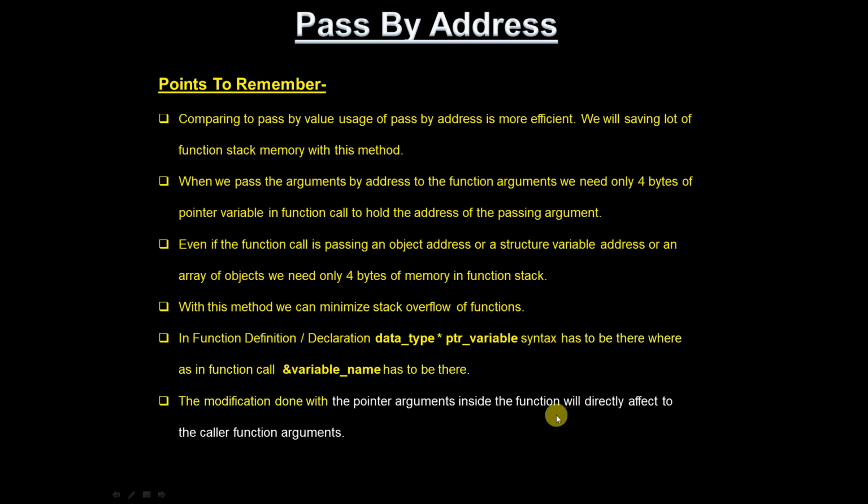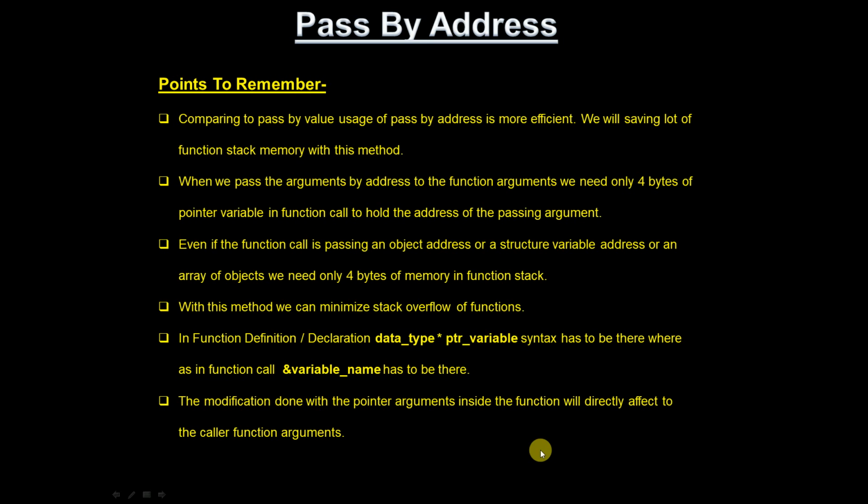So why do we get stack overflow issues? Because whenever you call a function, a stack frame will be allocated for each and every function. The more local variables you create, the more the stack will grow. At some point, you won't have enough space to allocate memory for your local variables. If you run out of memory, you will get stack overflow issues. So that is the reason using pass by address is always advised.